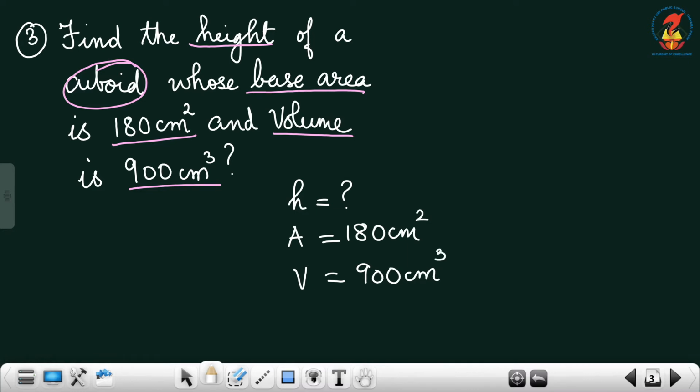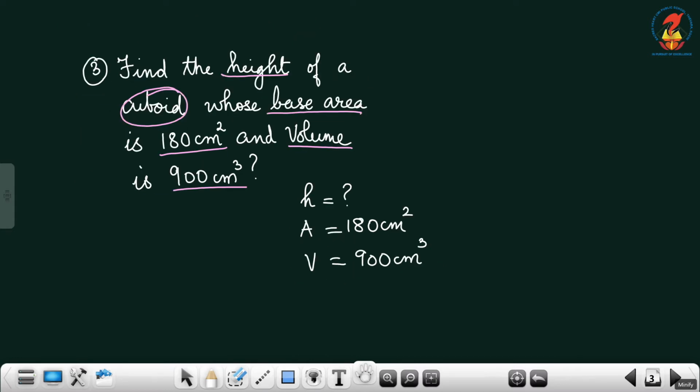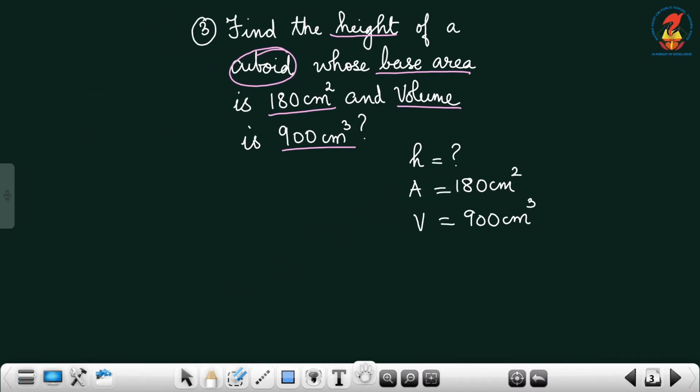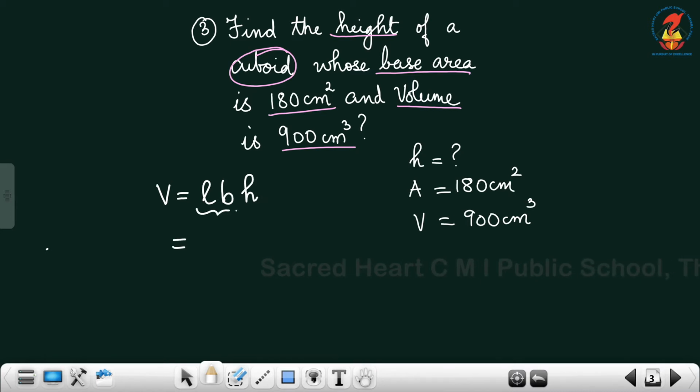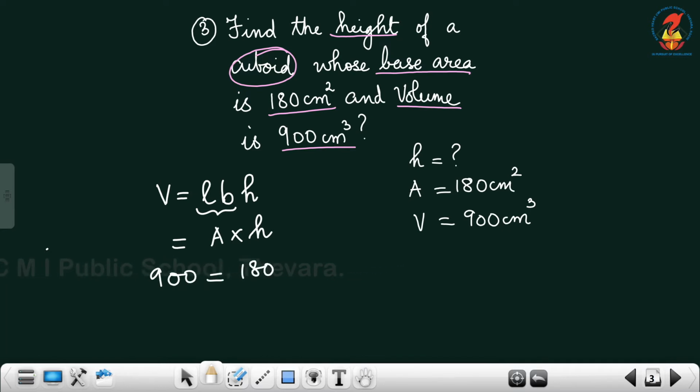Children, for a cuboid, what will be the volume? Think of the formula to find the volume of a cuboid. Volume equals length into breadth into height. Length and breadth give the area of the rectangle, into h. Volume is given as 900. Area is given as 180. Height we don't know. Therefore, h is equal to 900 by 180.